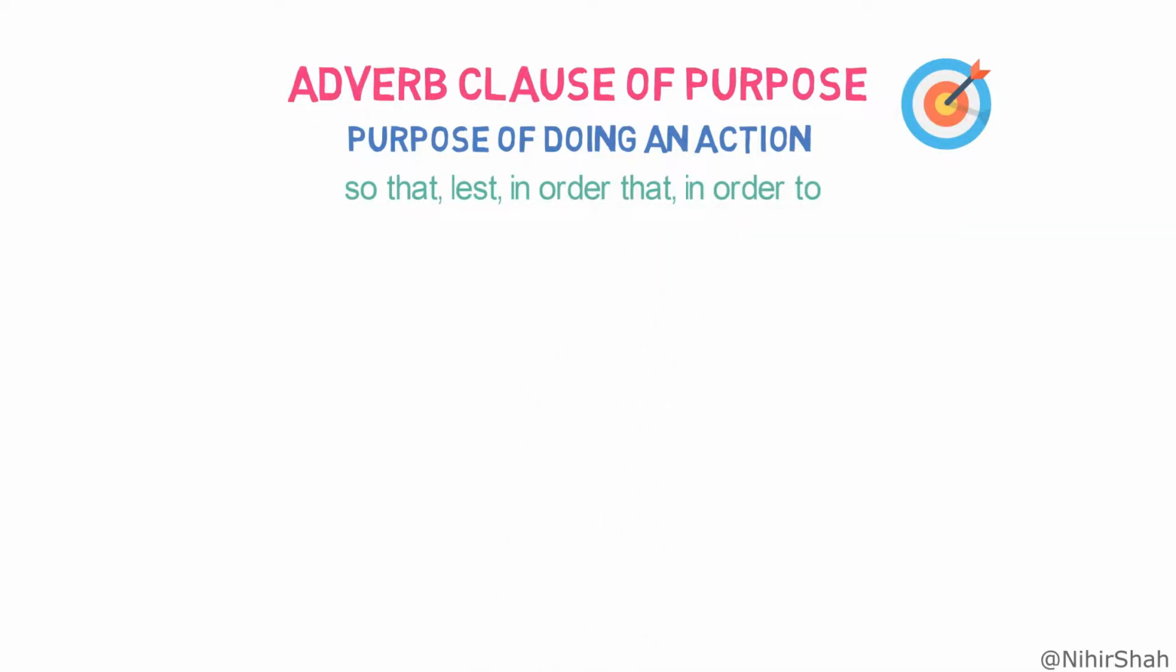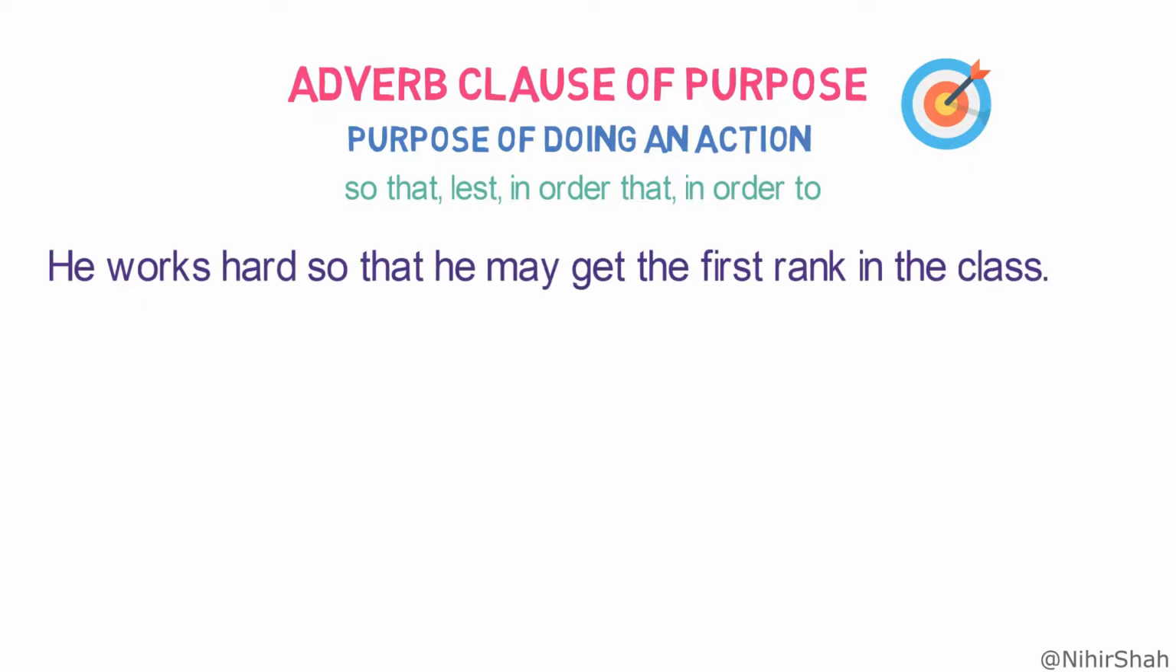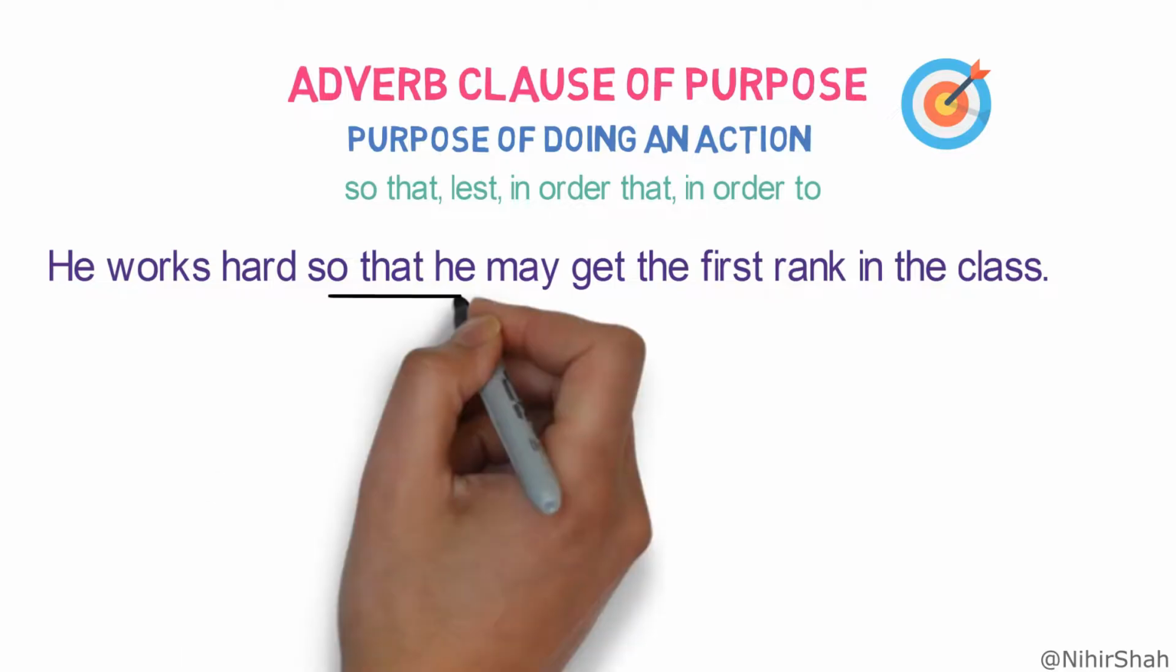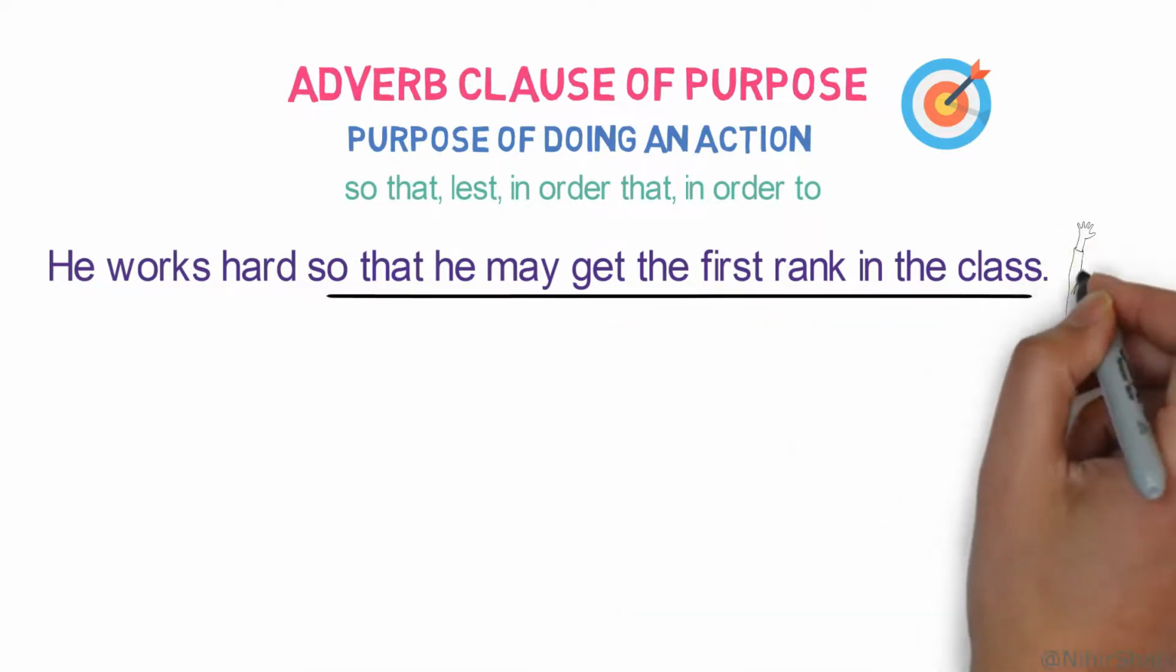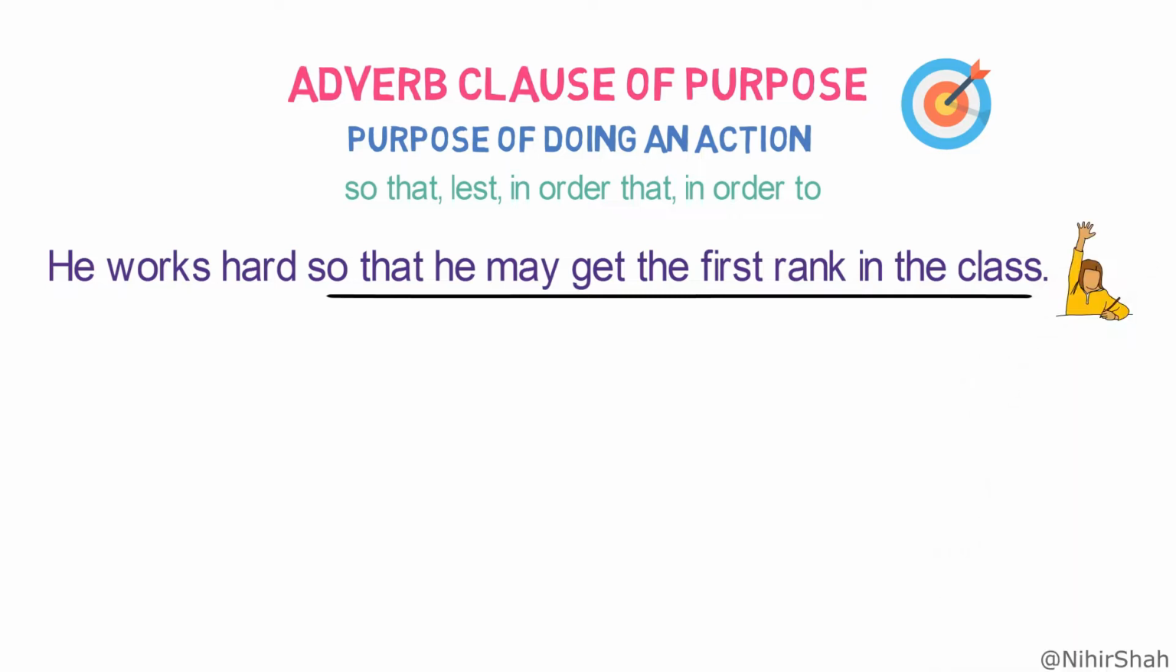For example, he works hard so that he may get the first rank in the class. Here, the clause so that he may get first rank in the class is describing the purpose of his working hard. So, it's an adverb clause of purpose.